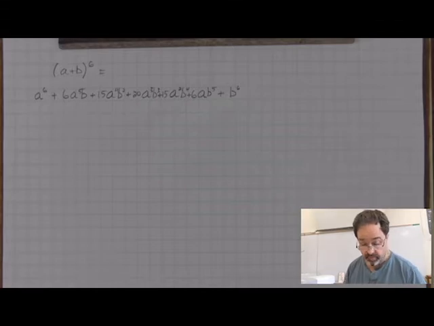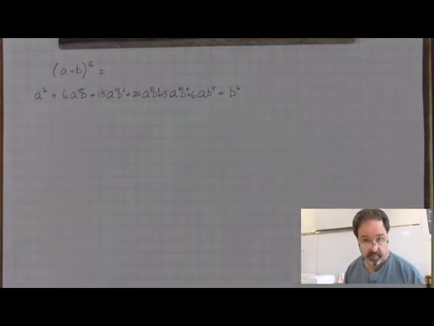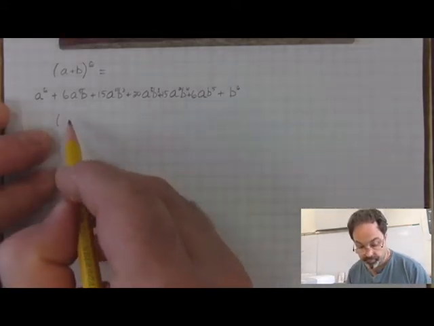It's quite a sophisticated expression, a binomial expansion, multiplying a binomial by itself any number of times. I followed a pattern. I didn't memorize it. I'm going to do it one more time.